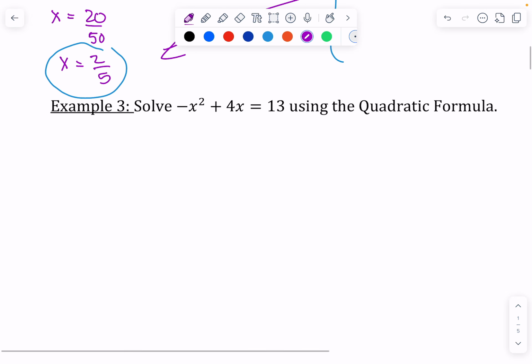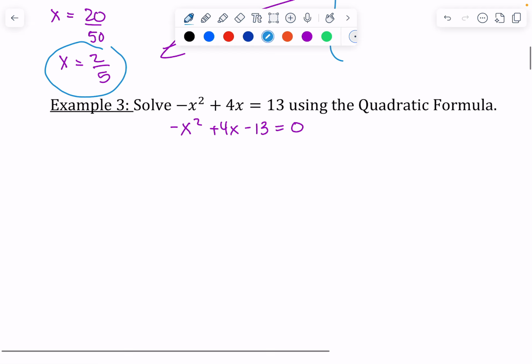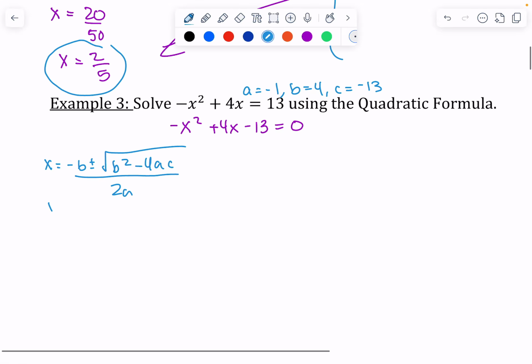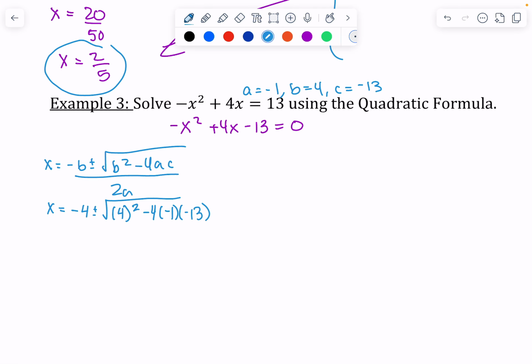All right, moving on. First, set it equal to 0 by subtracting 13 on both sides. Here, a is negative 1, b is 4, c is negative 13. Write the formula and plug in. So that's negative 4 plus or minus 4 squared minus 4 times negative 1 times negative 13 all over 2 times negative 1.